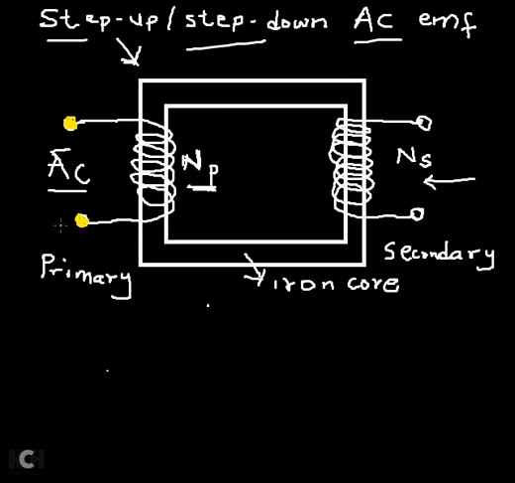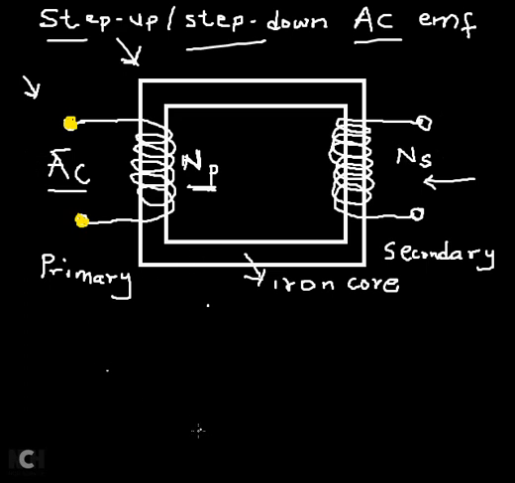The primary coil is so called because that is where I supply the input voltage. The secondary coil is so called because that is where I take my output. So if I supply voltage at the primary coil, I will have an output, and that output can be a step up or a step down voltage.